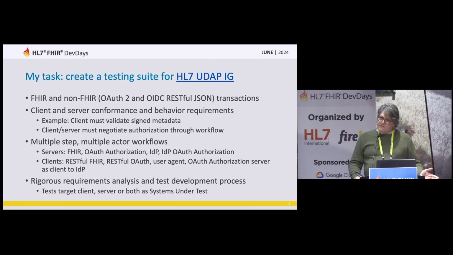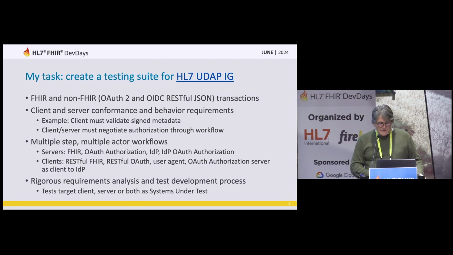We have clients. We have our typical RESTful FHIR client. We have a RESTful OAuth client. You might think of those as different. They're often combined. We have a user agent, because some of the flows use the browser. And then we have an OAuth authorization server that in one of the flows acts as a client. So it's like a three-actor dance.